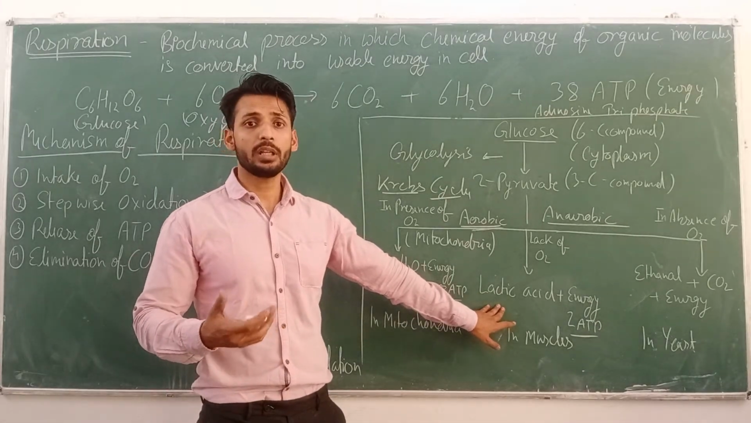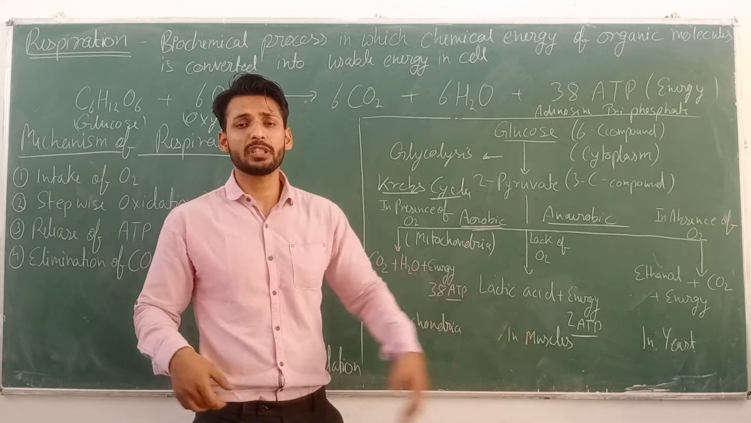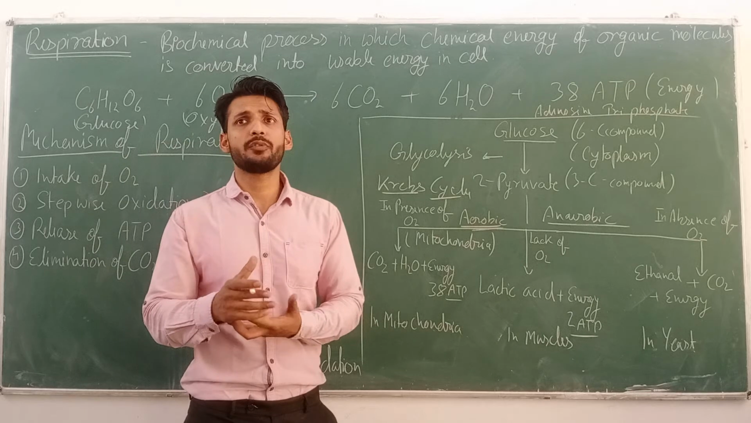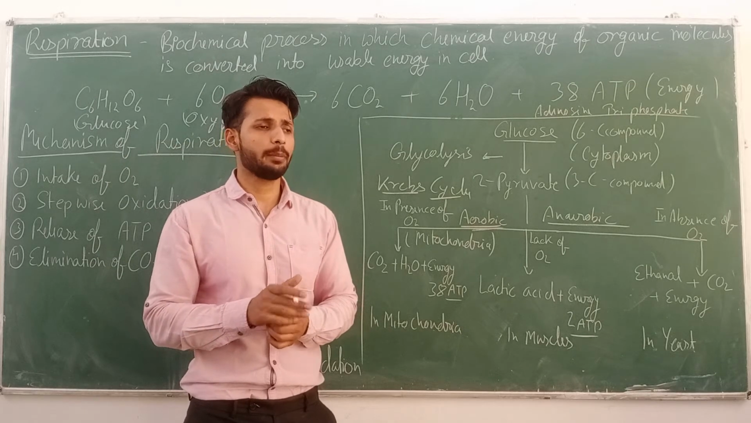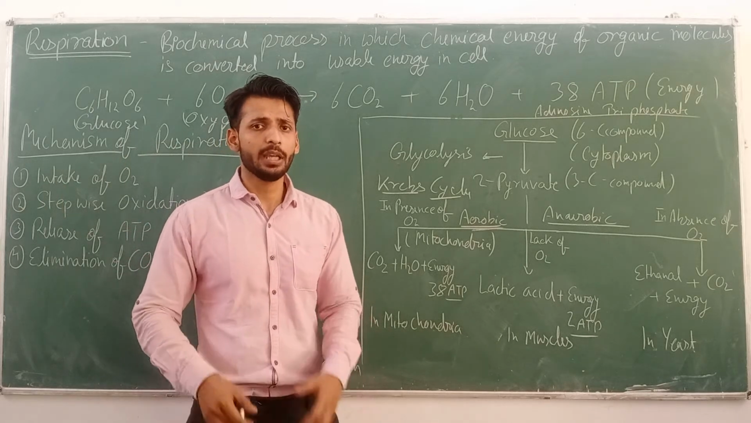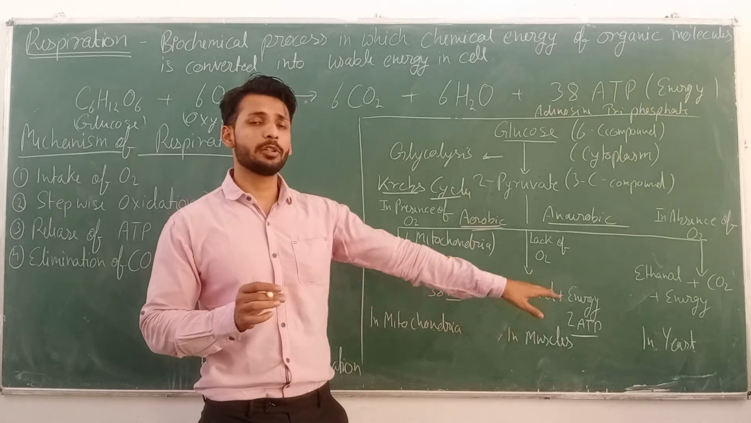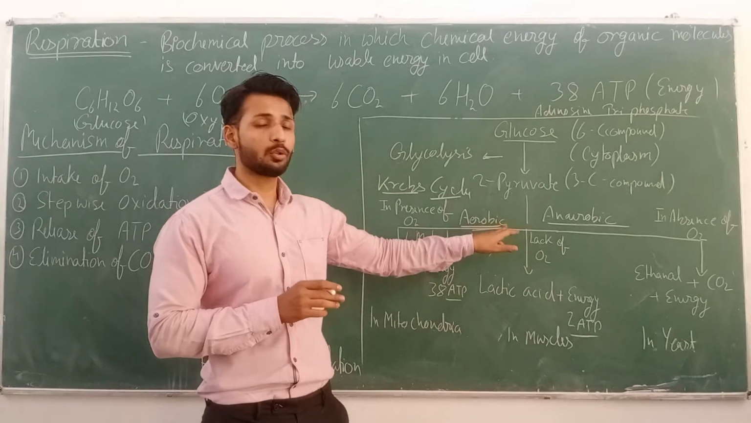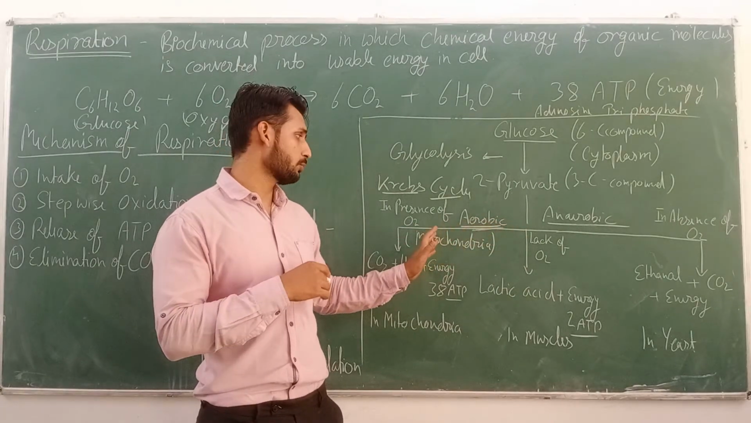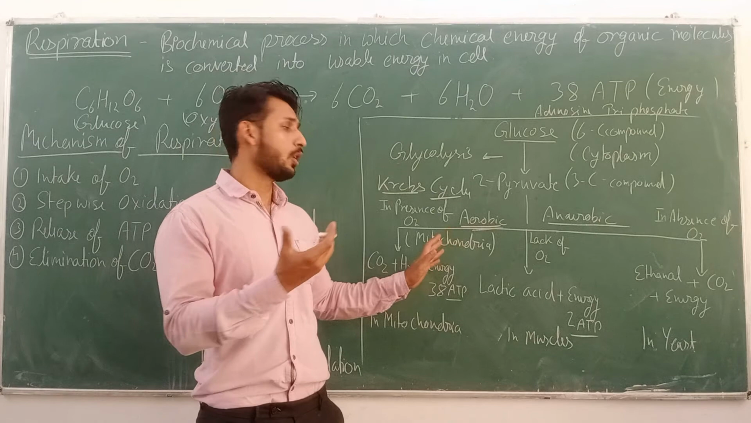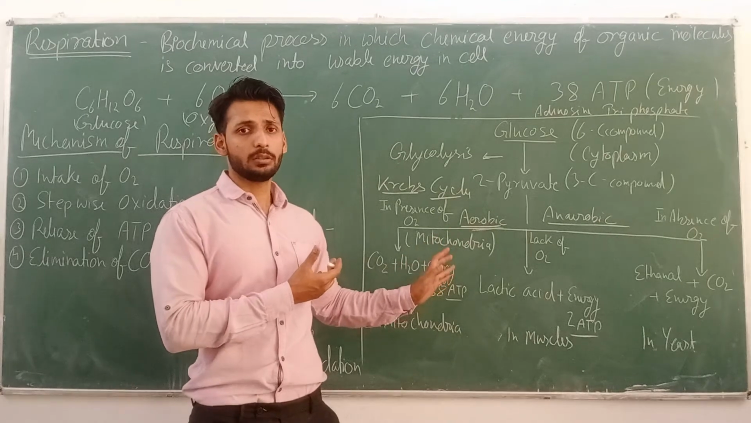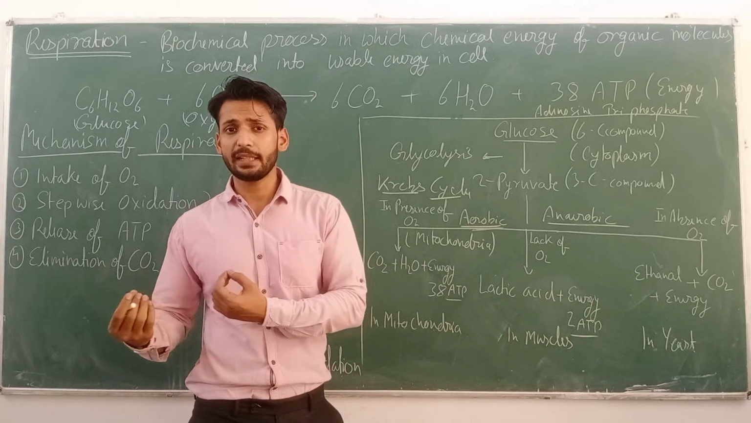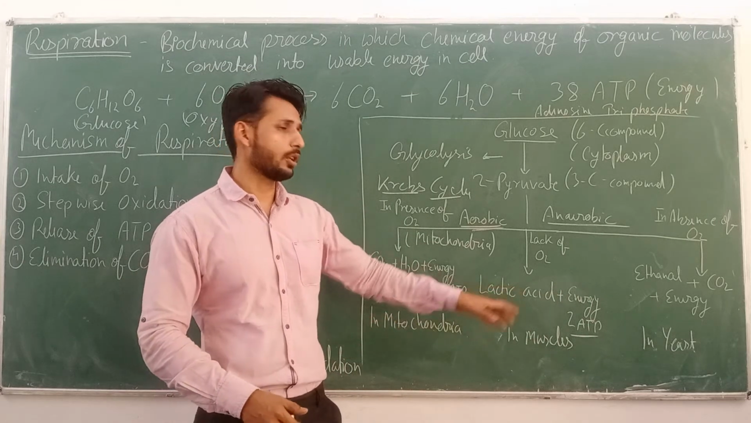In our muscles, what happens? Lactic acid accumulates, due to which we feel cramps. When we suddenly do any heavy exercise, the next day we feel cramps in our body. So it is all due to lactic acid accumulation in the muscles. Why? In the absence of oxygen, glucose is not converted into carbon dioxide and water completely. So it is converted into lactic acid, and that lactic acid accumulates in our body, which causes the cramps.